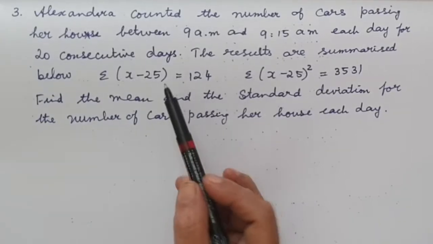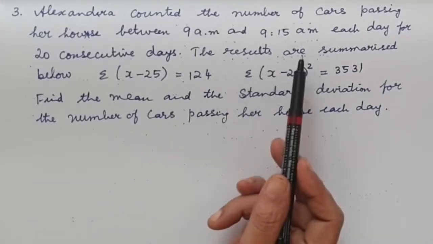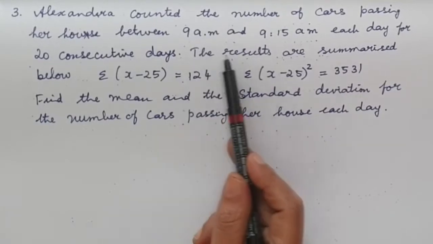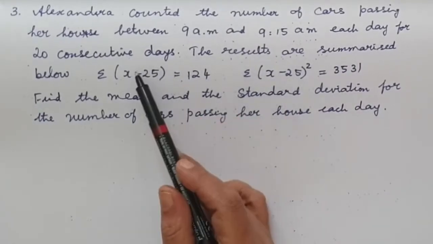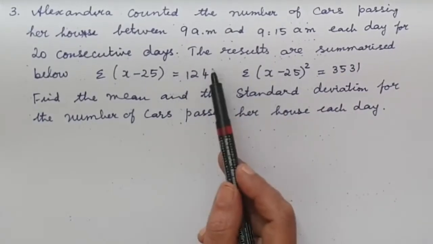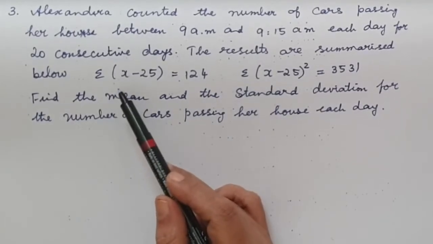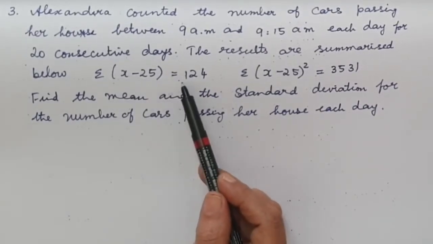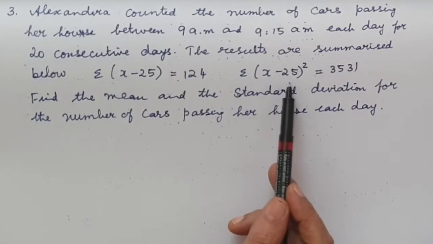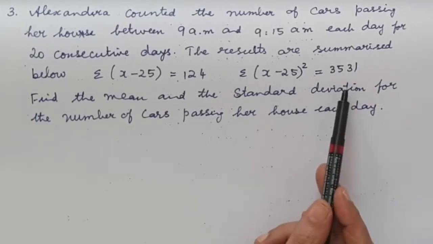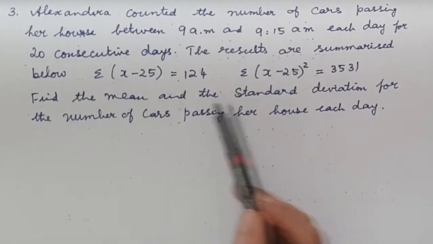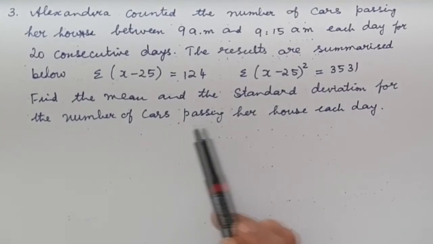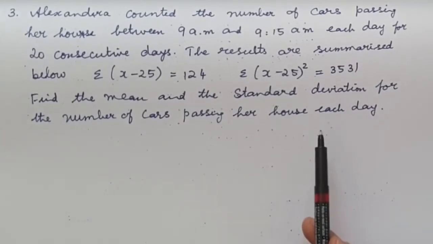The last question. Alexandra counted the number of cars passing her house between 9 a.m. and 9:15 a.m. each day for 20 consecutive days. The results are summarized below. Sigma x minus 25 will be equal to 124. Sigma x minus 25 squared will be equal to 3531. Find the mean and the standard deviation of the number of cars passing her house each day.